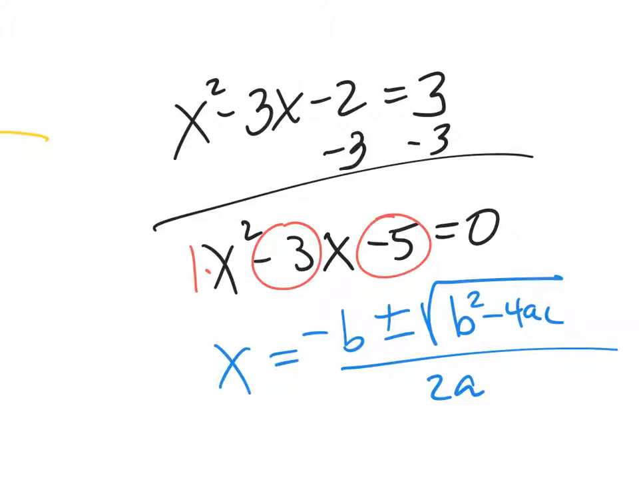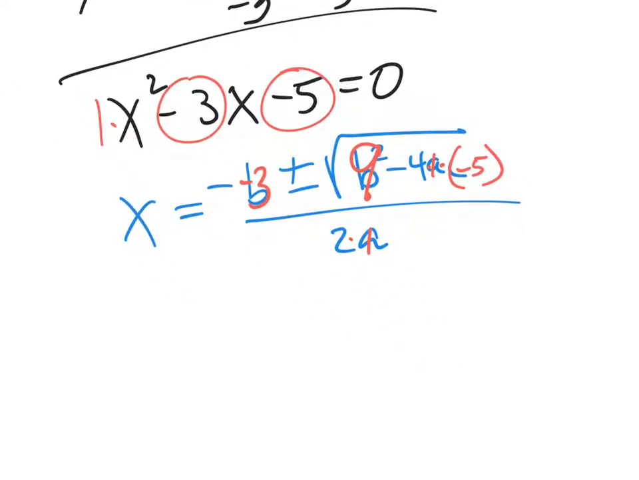Never seen it before? Okay, so negative b would be, in this case, negative of -3, plus or minus the square root of b squared. I'd just do b squared, and I'd put 9 there. Minus 4 times a, which is 1, so that's really kind of a nothing thing. 4 times 1 is still 4. Times c, which is -5, all over 2a, which is 2 times 1.